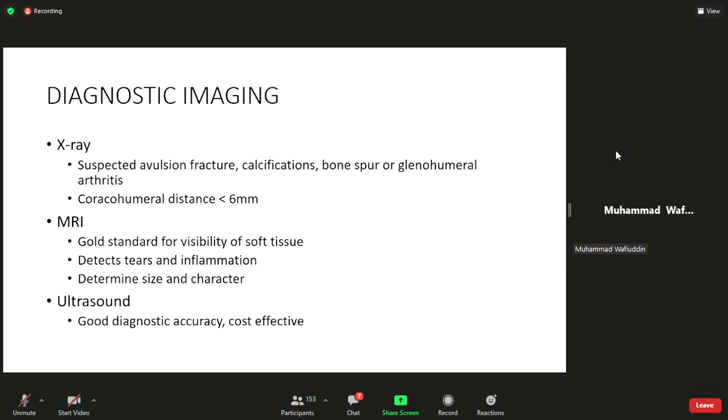Then the next modality is MRI. It's the gold standard. It can detect tears and inflammation. We can determine the size, so we can classify them.